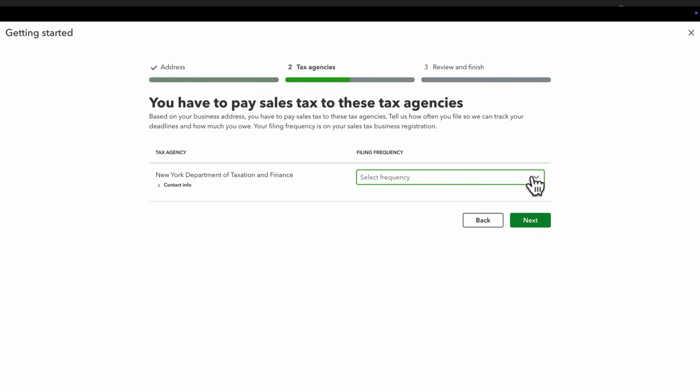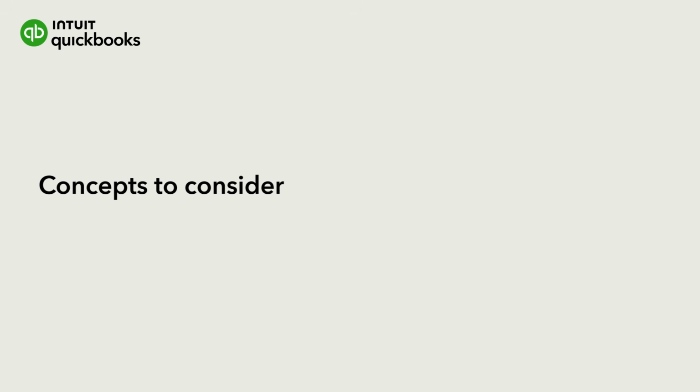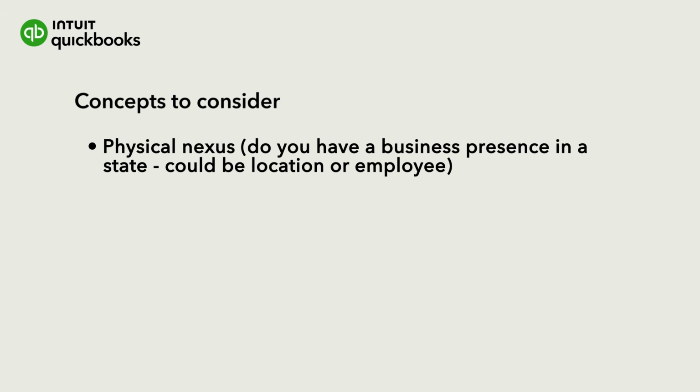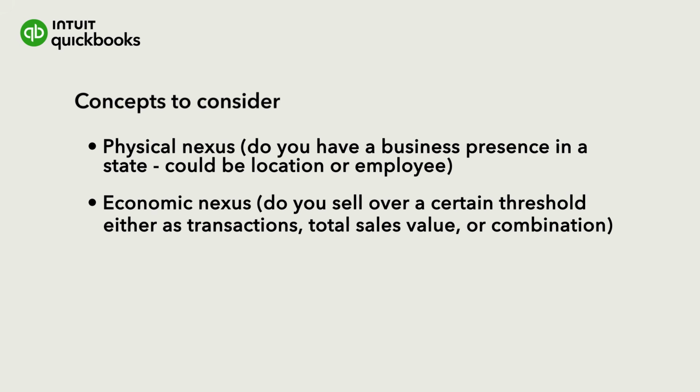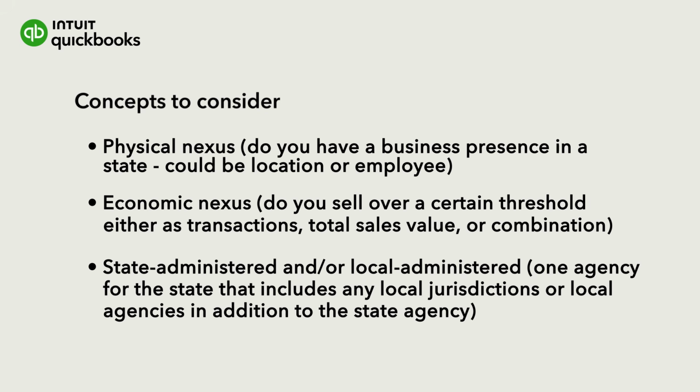agencies to configure. The 3 concepts to consider for when to set up an agency are: physical nexus. Do you have a business presence in a state? Could be location or employee. Economic nexus. Do you sell over a certain threshold either as transactions, total sales value, or combination? And state-administered and/or local administered. One agency for the state that includes any local jurisdictions or local agencies in addition to the state agency.